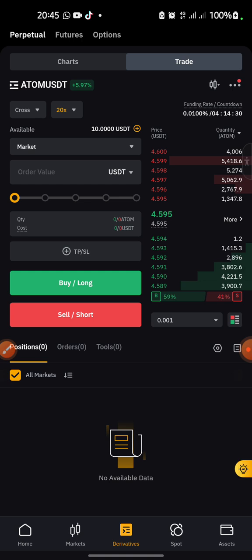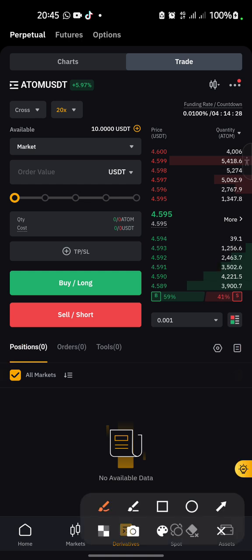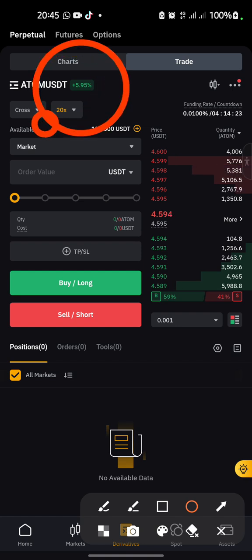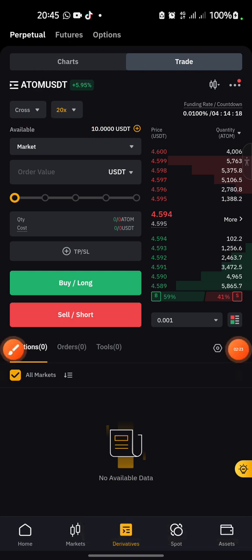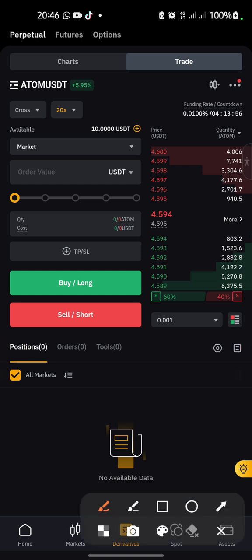As you can see up here, this right here is the crypto pair. We have ATOM/USDT. So that's the crypto pair, the pair we'll be trading, ATOM against USDT. Then we have cross margin here.